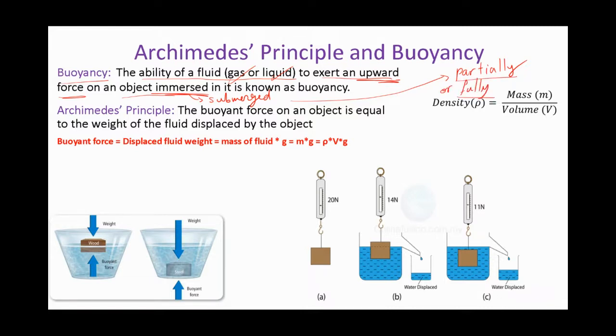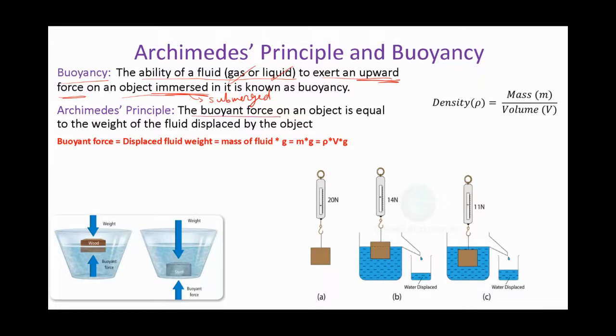Partially means what? So part of the object is under the water, part of the object is above the water. That's partially. Fully is completely under the water. So fully submerged or fully immersed means the whole object is under the water. Like in the case of the ball or the bag that this boy holds.